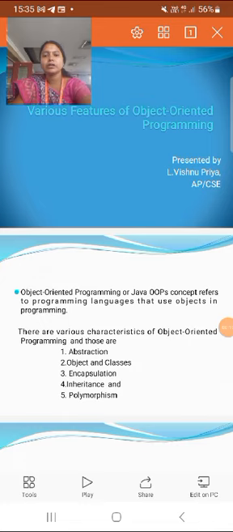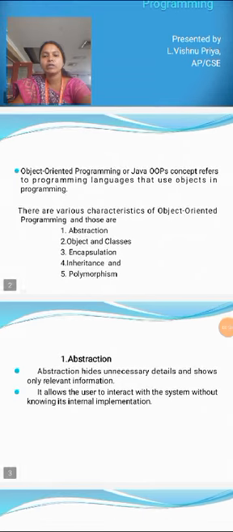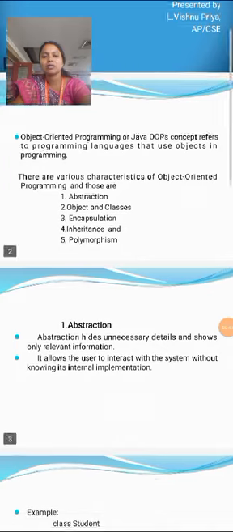There are various characteristics of object-oriented programming, and those are: first one, abstraction; second one, objects and classes; third one, encapsulation; fourth one, inheritance; fifth one, polymorphism. First one, abstraction. Abstraction hides unnecessary details and shows only the relevant information. It allows the user to interact with the system without knowing its internal implementation. So this is called abstraction.